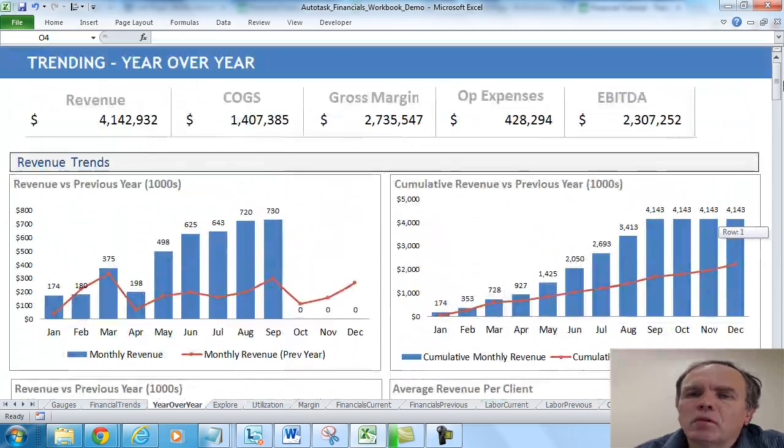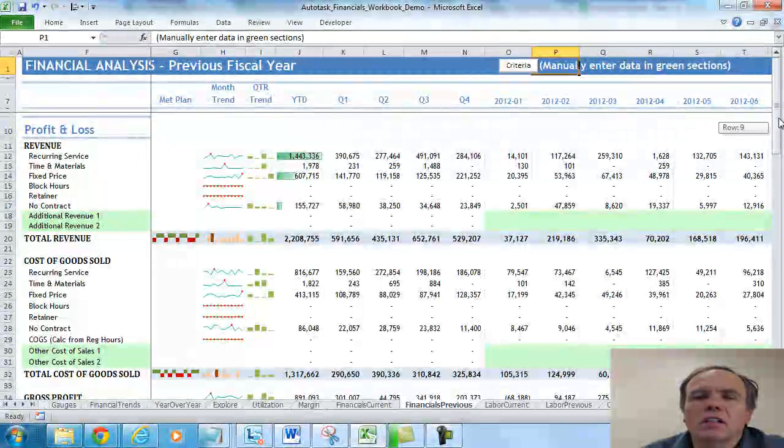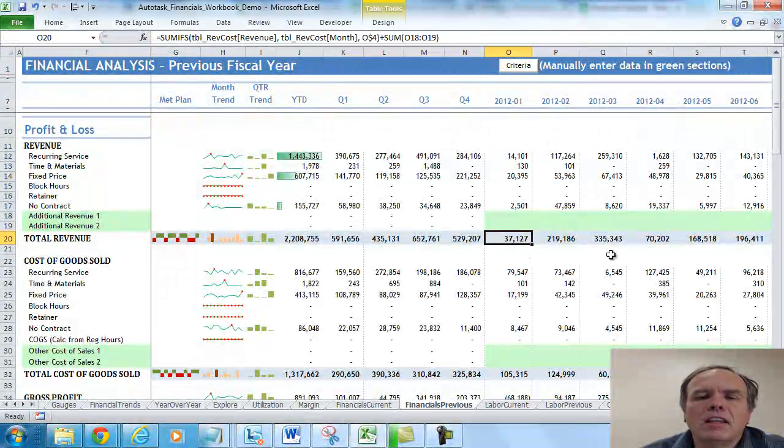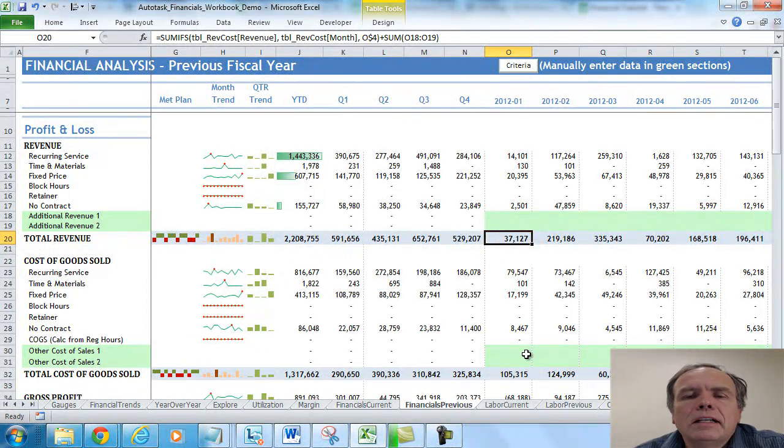One of the things that some people wonder is, what if I've just recently started with Autotask? One of the things that you can do is you have a financial previous tab, which is going to show you all the data that's coming in and being calculated and that you're using for things like your revenue, your total revenue numbers. And these are calculated from your data. If you weren't using Autotask, these will all be calculating out to zero.